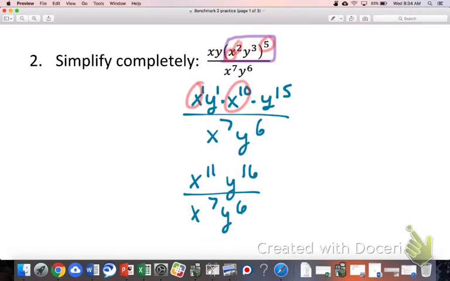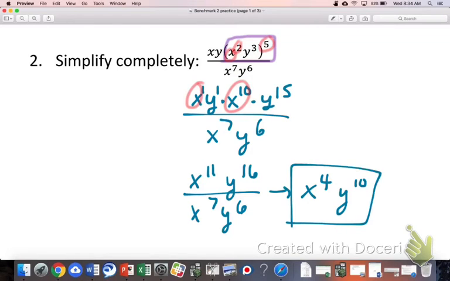And then lastly, whenever you are dividing like bases, what do you do with your exponents? Subtract. So 11 minus 7 is 4. 16 minus 6 is 10. So x to the 4th, I think I saw a few of those, right? x to the 4th, y to the 10th.